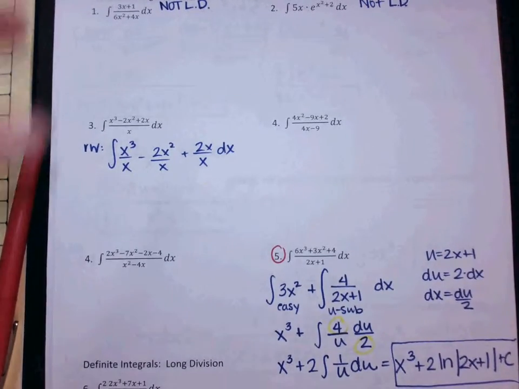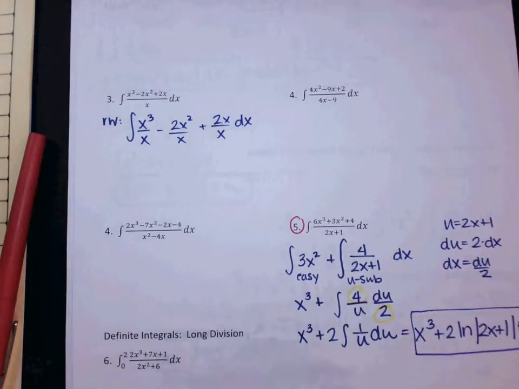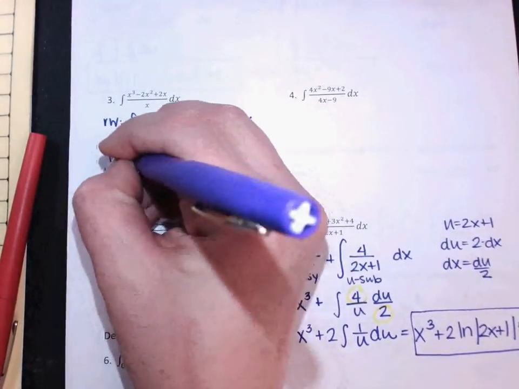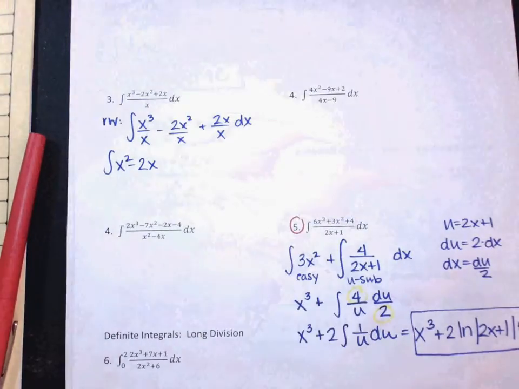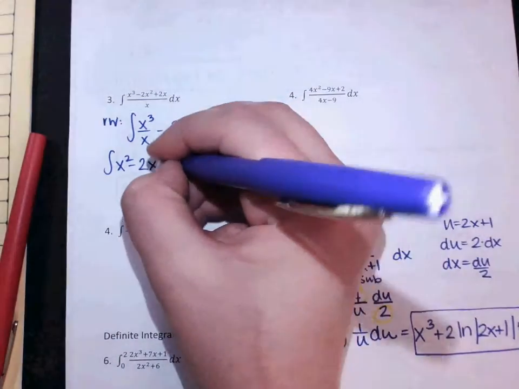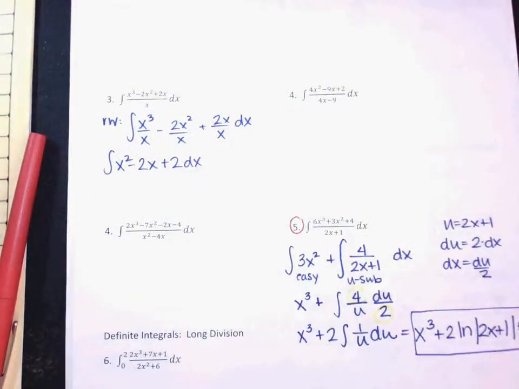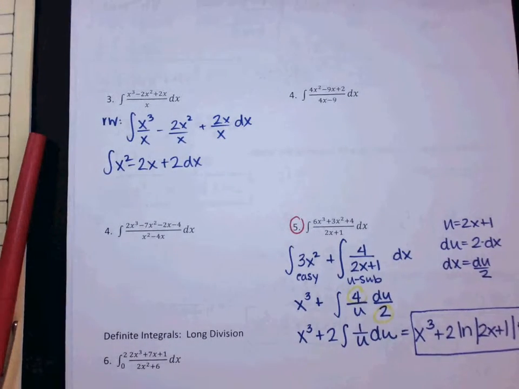Okay, what is x cubed over x the same as? x squared. Okay, and then x squared over x leaves me with a minus 2x. And then plus 2 dx. And then from there, you can do the integral nice and easy. You don't have to worry about any long division. Okay? We don't have to do u sub. You do not have to do u sub either.